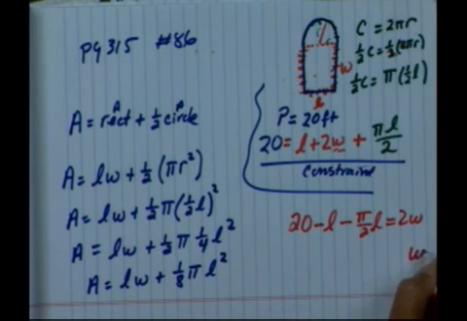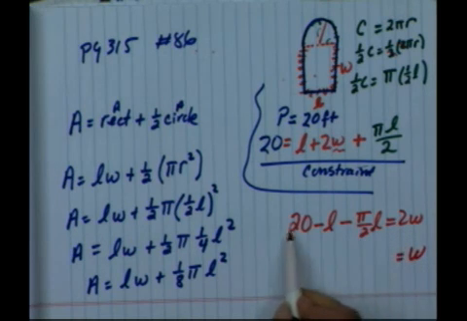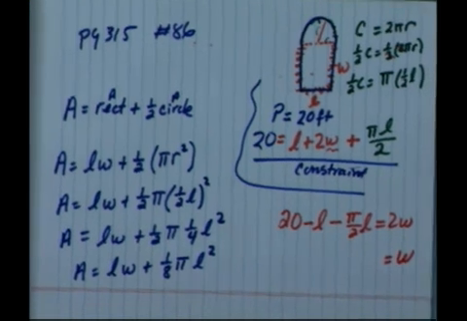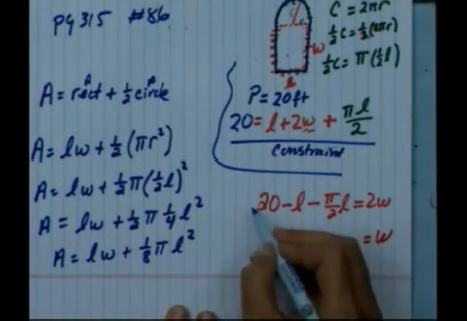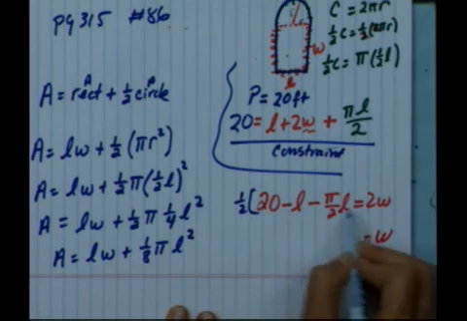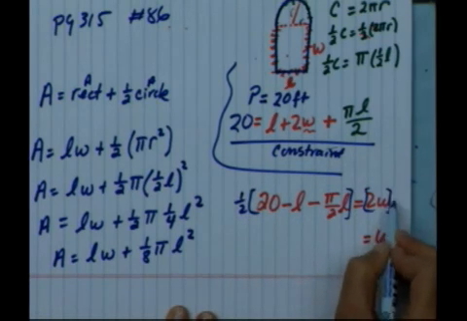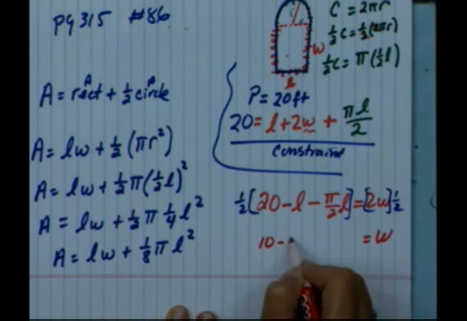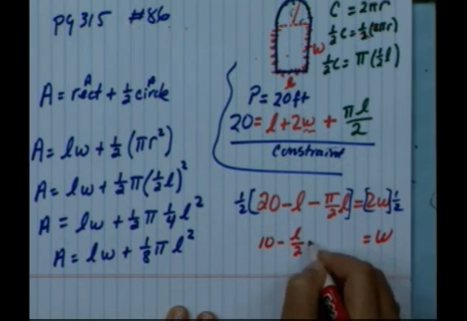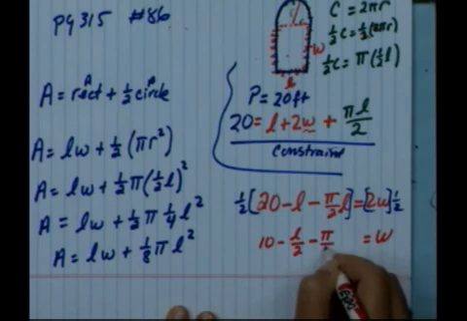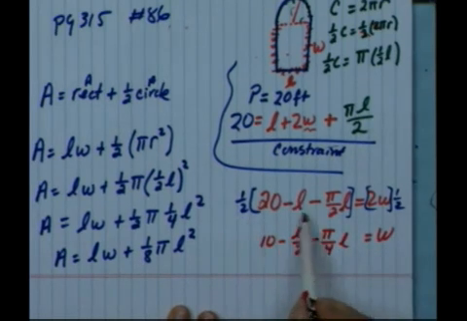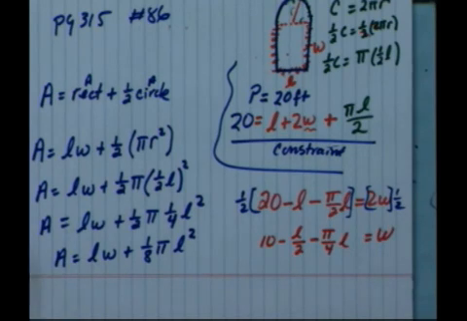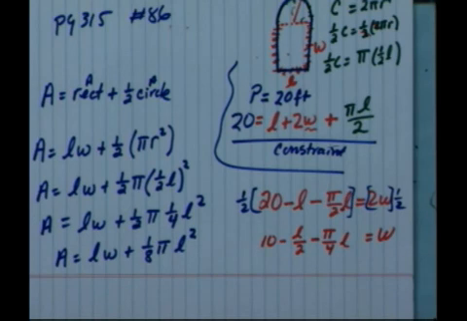And then I've got to solve for W, which means I'm going to multiply through by a half, just solving the equation. Multiply through by a half, both sides of the equation. So that will give me 10 minus L over 2 minus pi over 4L. Just multiply through by a half. Okay? Everybody with me and okay?